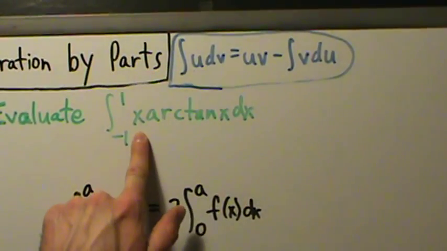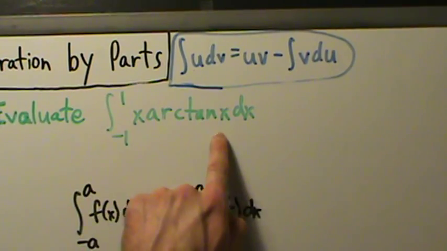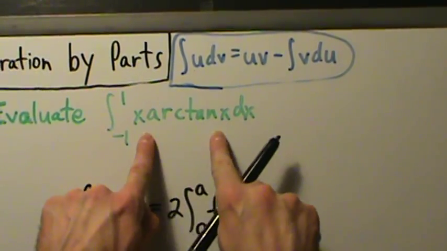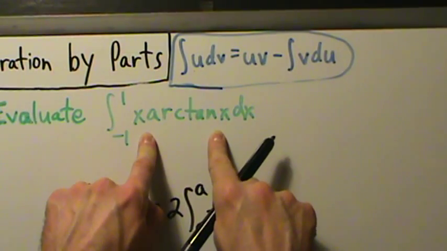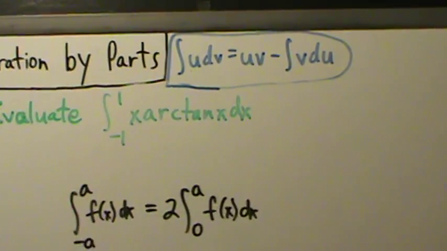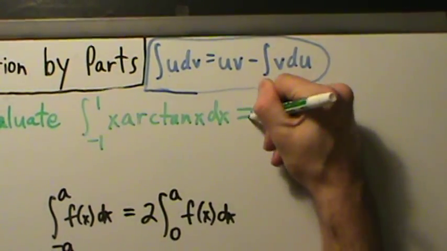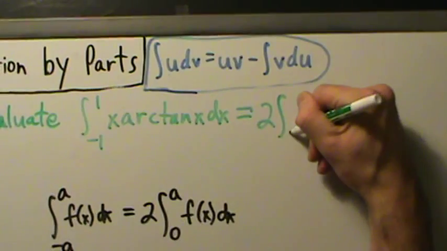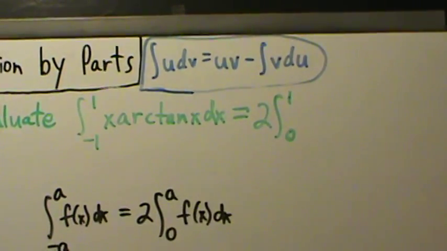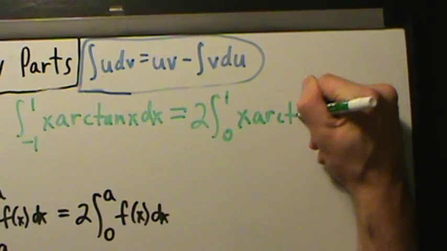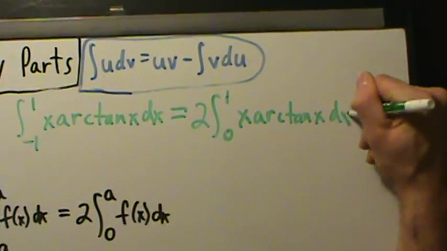So x is an odd function. The inverse tangent of x is also an odd function. If you multiply 2 odd functions together, you're going to get an even function. So then we can rewrite this integral as 2 times the integral from 0 to 1 of the exact same function, x times arctan of x dx.